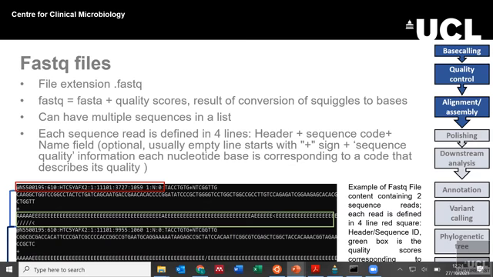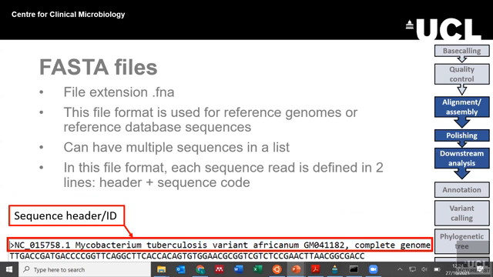We've also got FASTA files, so the file extension .fna. This is very much just the A's, T's, G's, and C's, and they're often used in reference databases. Within the file, it's defined as a header and then the sequence code. So you can see down here we've got TB.